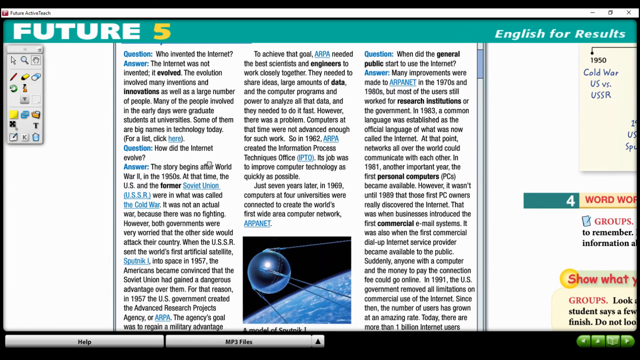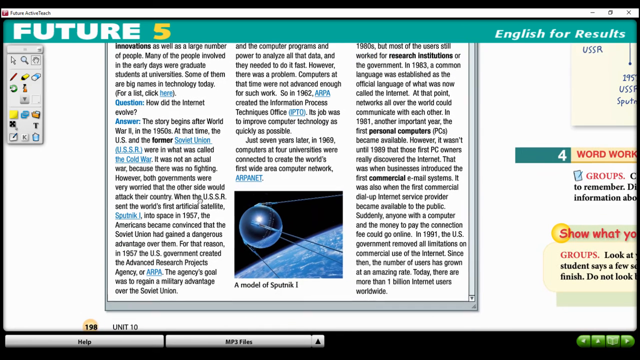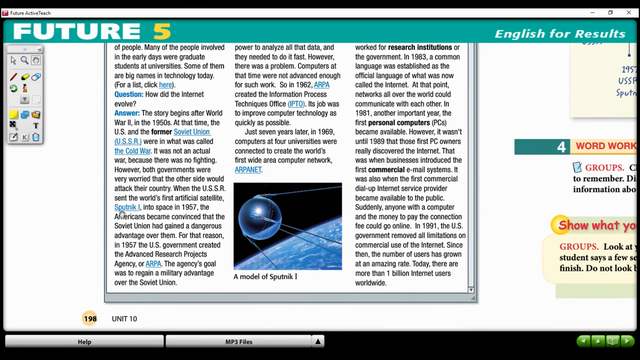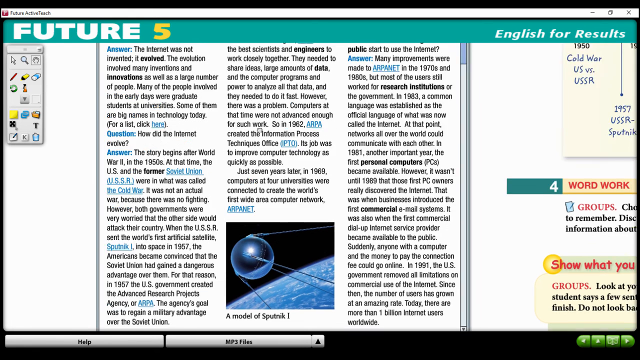When the USSR sent the world's first artificial satellite, Sputnik 1, into space in 1957, the Americans became convinced that the Soviet Union had gained a dangerous advantage over them. For that reason, in 1957, the U.S. government created the Advanced Research Projects Agency, or ARPA. The agency's goal was to regain a military advantage over the Soviet Union.